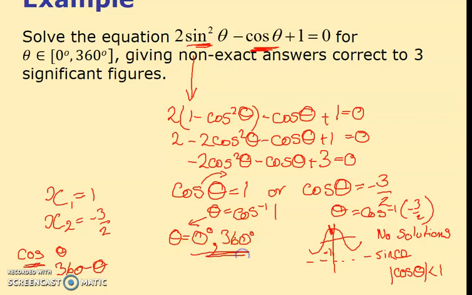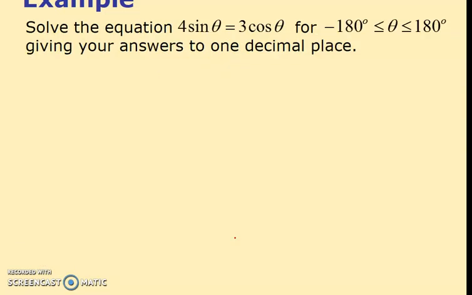I don't think there's any others. Let's see what I said before. Answers 0 and 360. There you go, down in the bottom right hand corner. I obliterated it a bit, but that's essentially the right answers. So let's have another one.